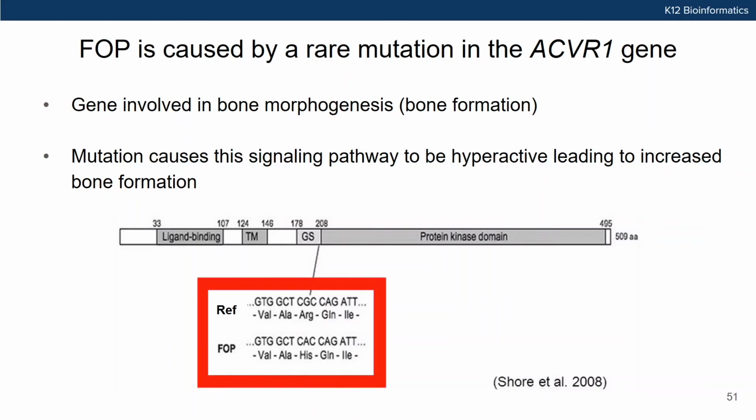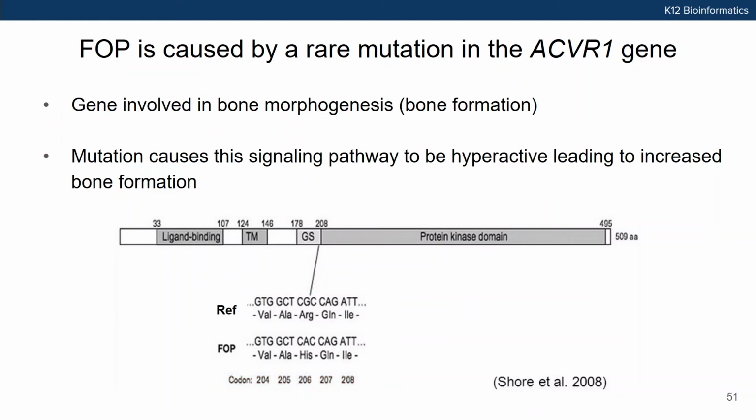We can see that when we align our FOP DNA to the reference, the G allele is changed to an A allele, which causes the translation of a histidine amino acid instead of an arginine amino acid residue. This single base pair change causes the bone formation pathway to be hyperactive, leading to increased bone formation and debilitating FOP disorder.